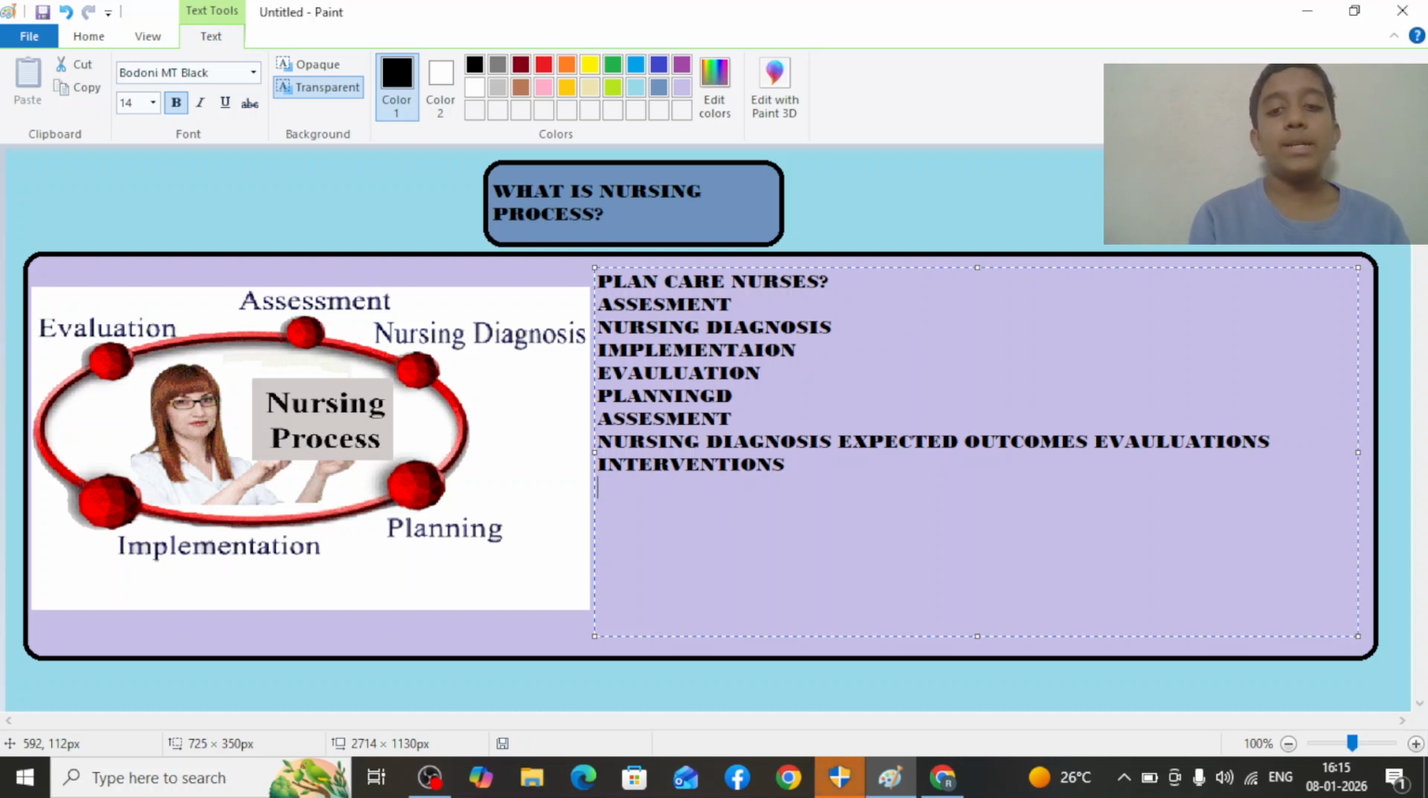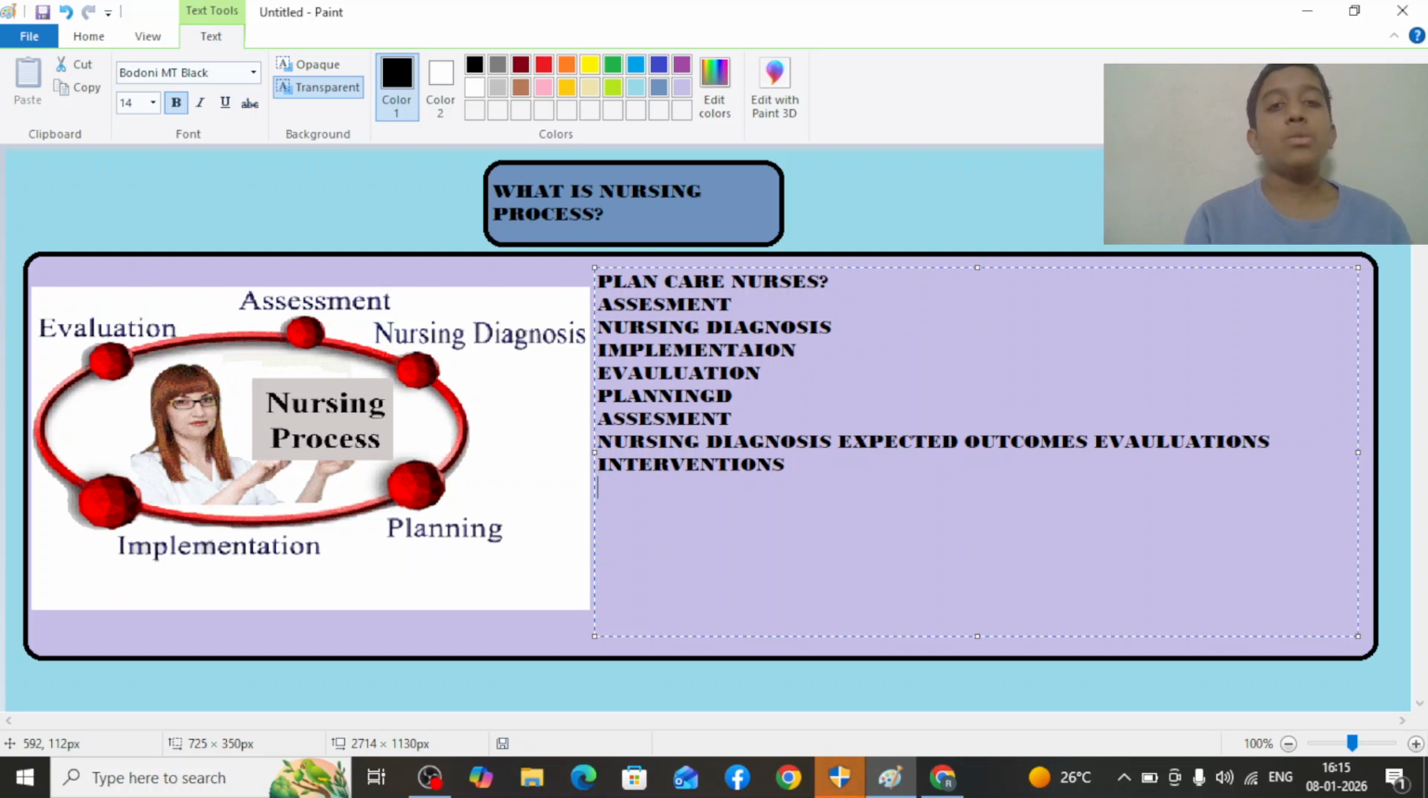Then expected outcomes means they get to know the short term and long term goals of the patients. Short term means whether the service from the hospital is going to be short term or long term, they get to know. And interventions in the care plan is listing the independent and collaborative interventions. So these are the things which we do in interventions.